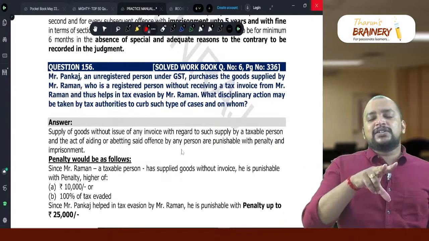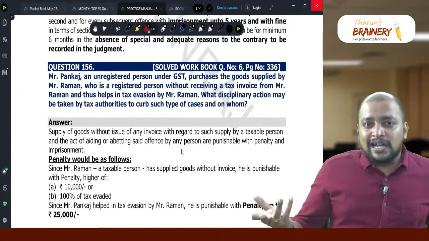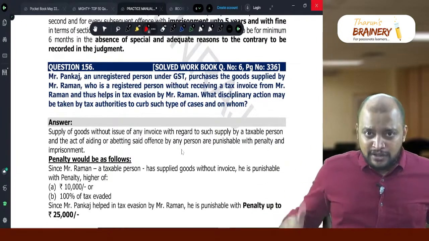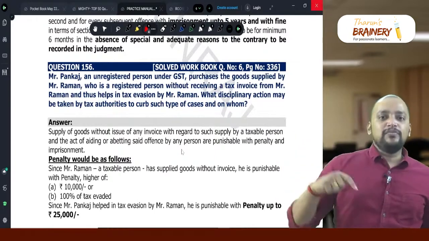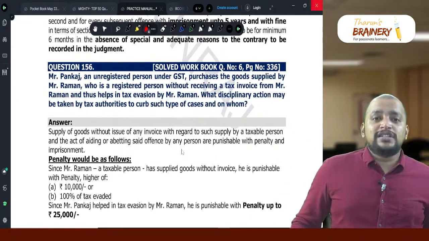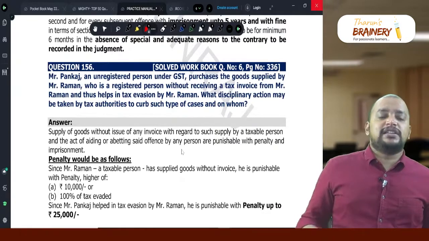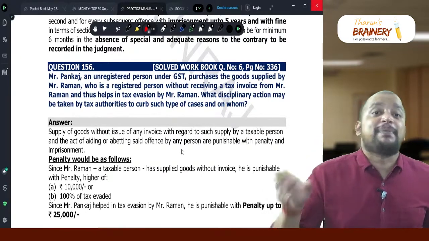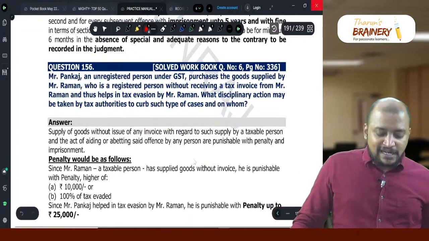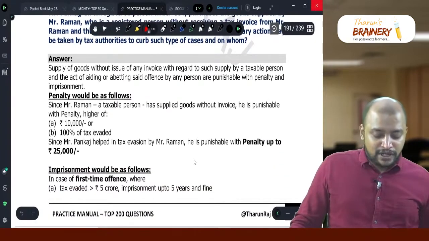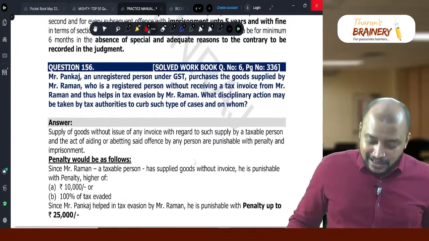But Pankaj, he is unregistered, he will not take any ITC, but he supported. So, because of that, 122 subsection 3 applies: a person who supports, who is not the person committing the offence but a party to the offence. Therefore, on Mr. Pankaj, the penalty will be up to 25,000 under 122 subsection 3.